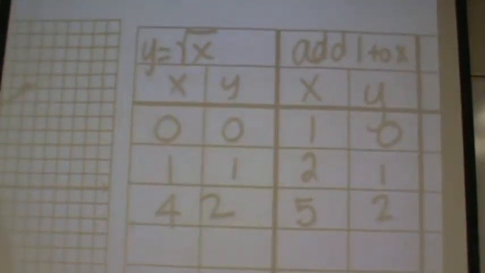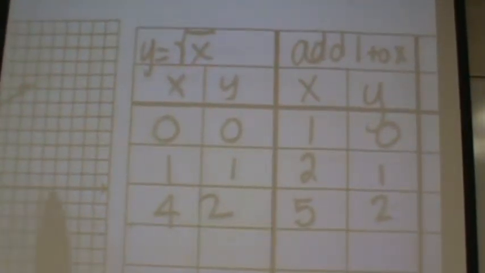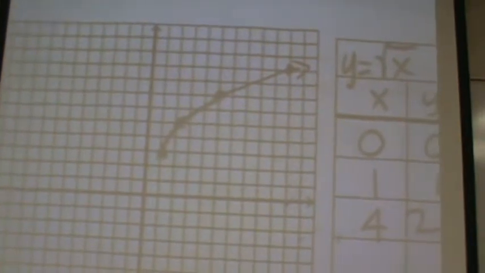So 1, 2, 3, 4, 5, 6, 7, 8, 9, 10. And then 1, 2, 3, 4, 5, 6, 7, 8, 9. So now, does that look like what you have? Okay, good. Sorry. And the last one.